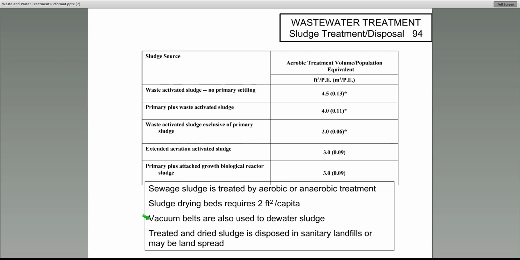Vacuum belts are also used to dewater sludge to reduce the volume, so after you treat the sludge with an aerobic treatment, then you usually run the sludge over vacuum belts, and then that's put in a dump truck, and it looks pretty dry at that time. That treated sludge can be disposed of in a sanitary landfill.